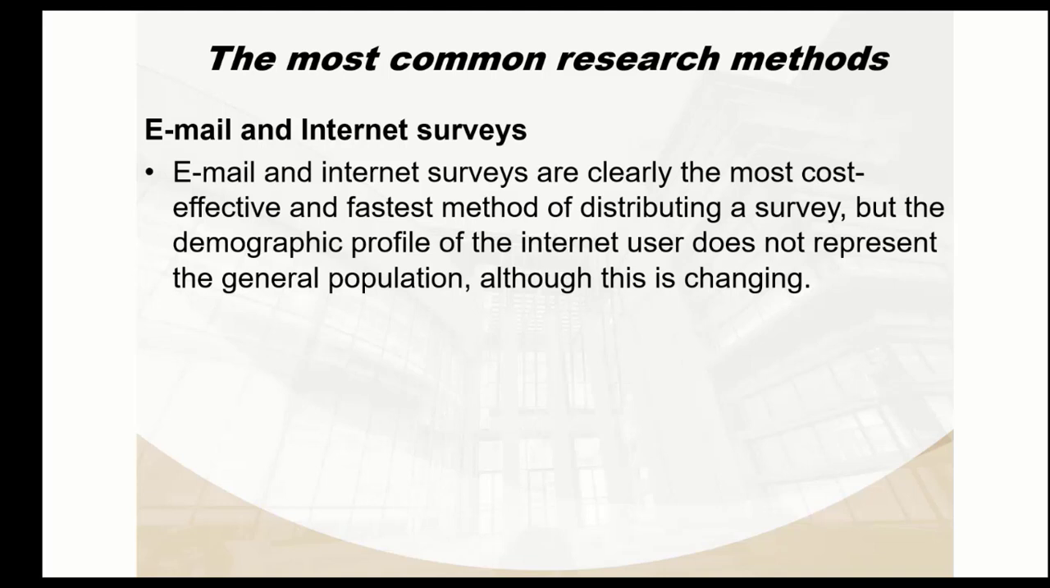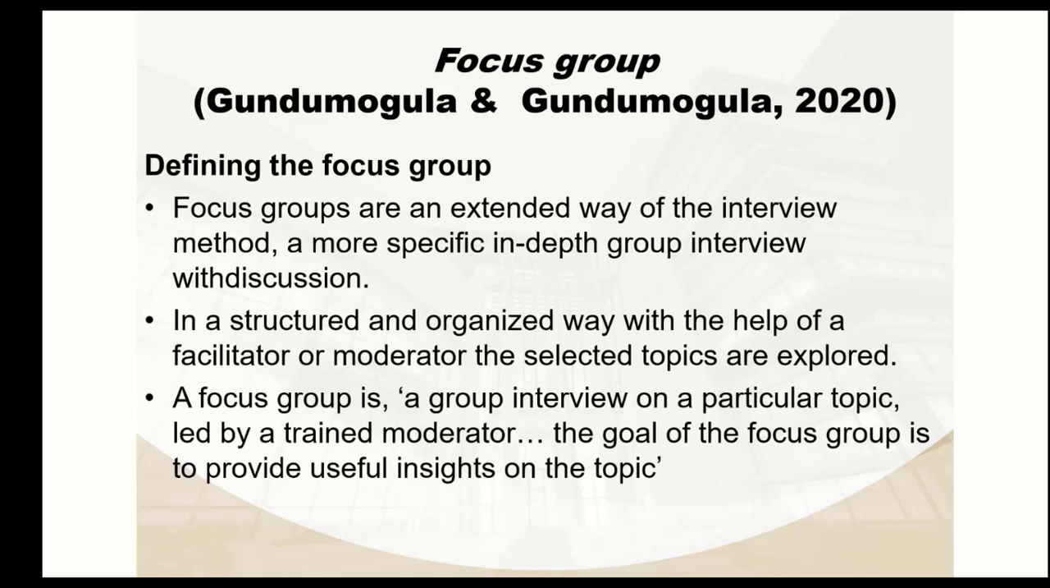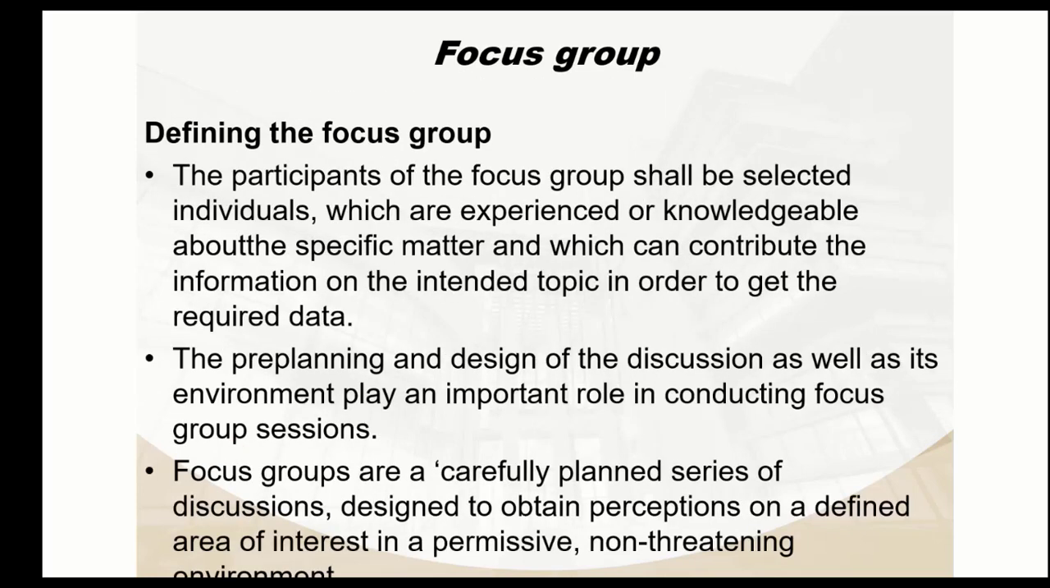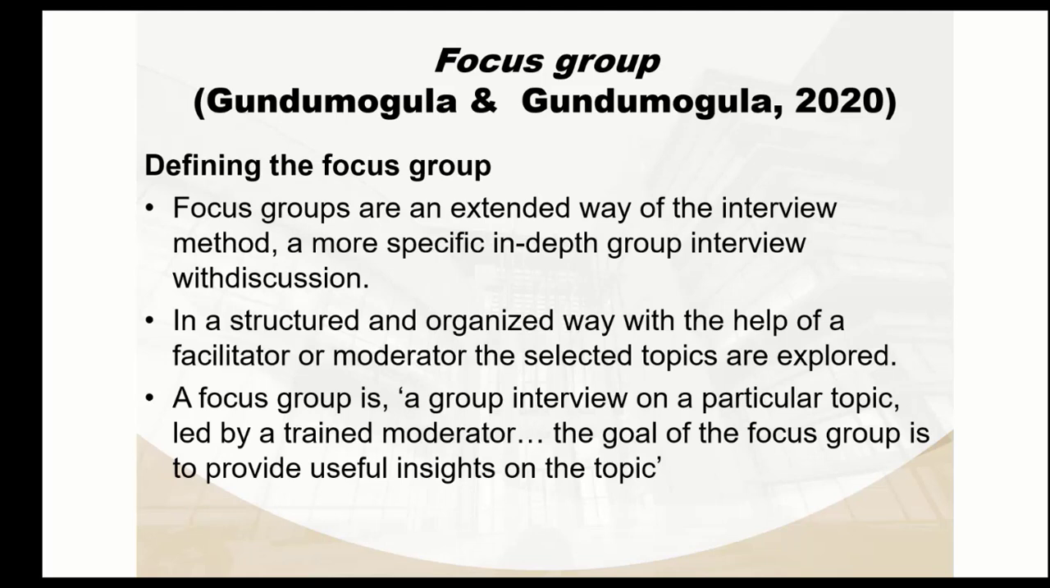Email and internet surveys also are clearly the most cost-effective and fastest method of distributing a survey, but the demographic profile of the internet user does not represent the general population, although this is changing. Even here, when you are mailing things through emails and internet, not everyone is going to respond, because you're not there, you're not talking to them, and you also don't have an opportunity to ask them further questions. You cannot probe, you cannot improve the data that they are giving to you.